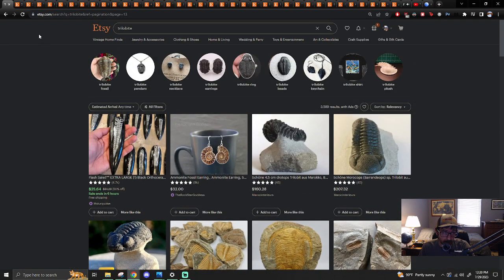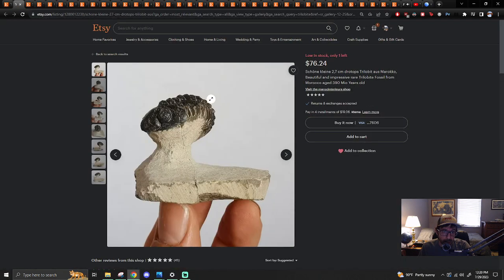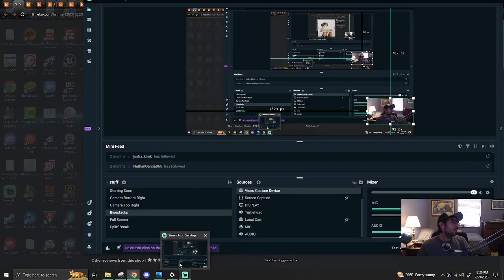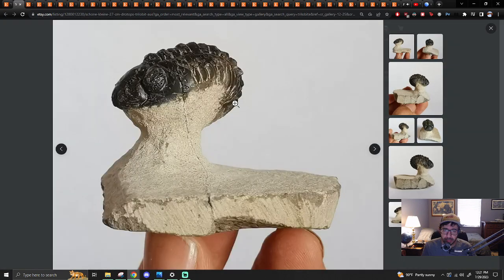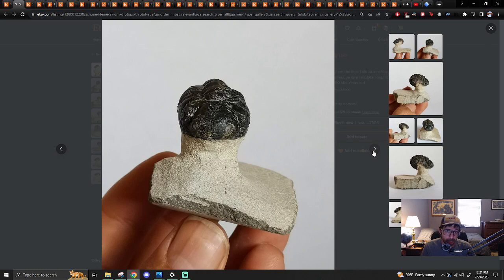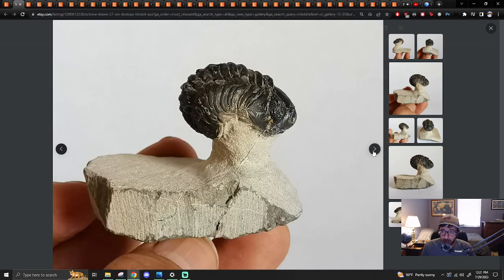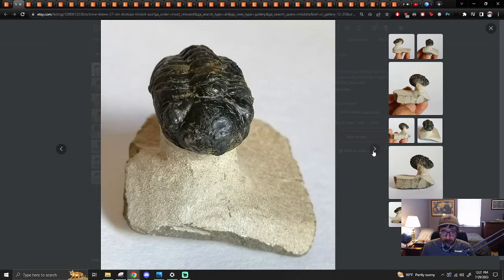So I just went to Etsy, searched trilobite, and just started opening some. I didn't really look through these yet. Okay, so here's one. Just looking at it, it's a little odd. How would this happen? I don't really know how to explain it from a geological standpoint. But we're just going to look at some of these.